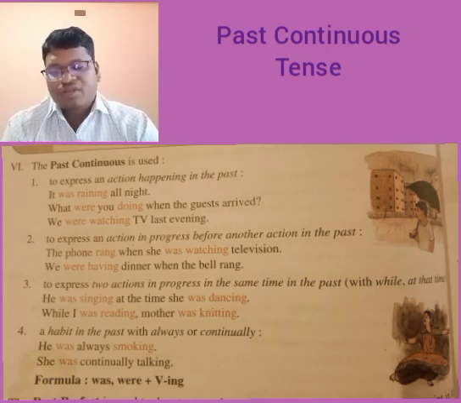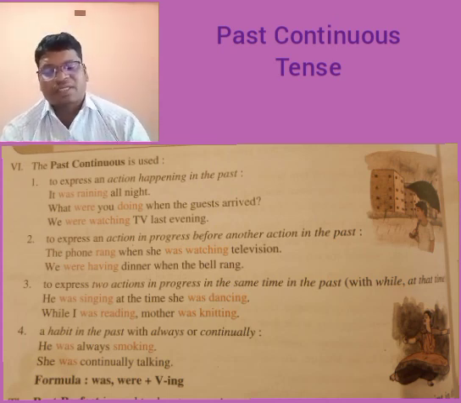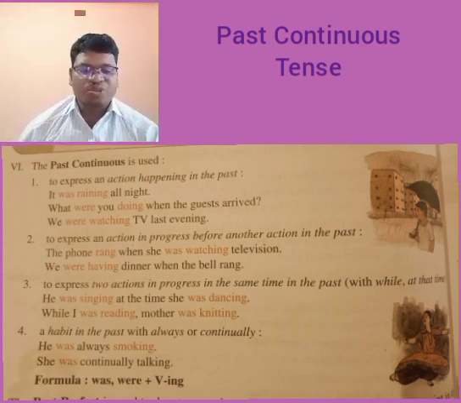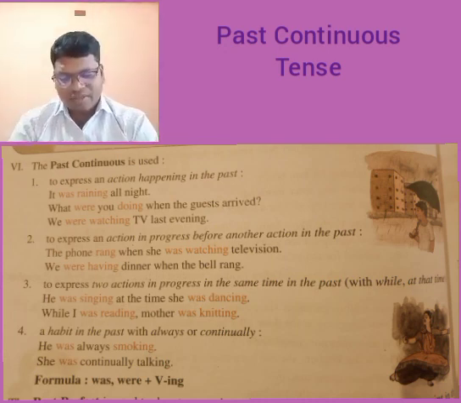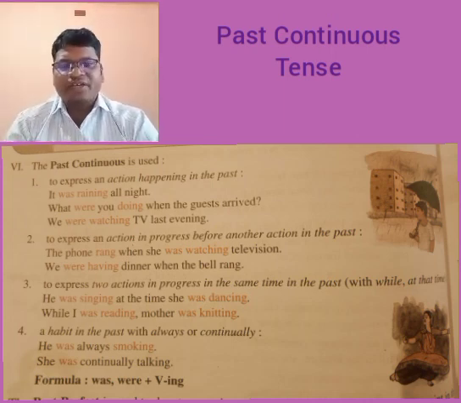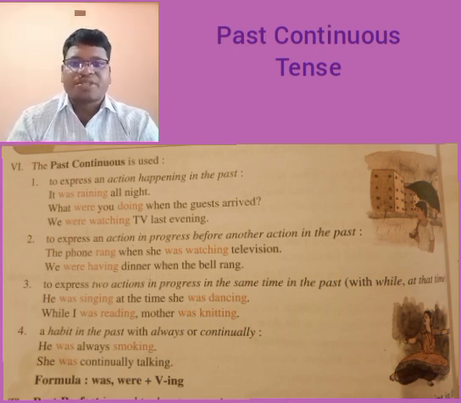The next point is a habit in the past with always or continually. So he was always smoking, she was continually talking. That means something which was going on happening as a habit in the past. So these are some of the things which you need to remember. In the book also, from page number 72, there are some other examples. Please do read them. In case of any difficulty or doubt, please let me know during the live class, so that I also come to know the problems or difficulties that you are facing.